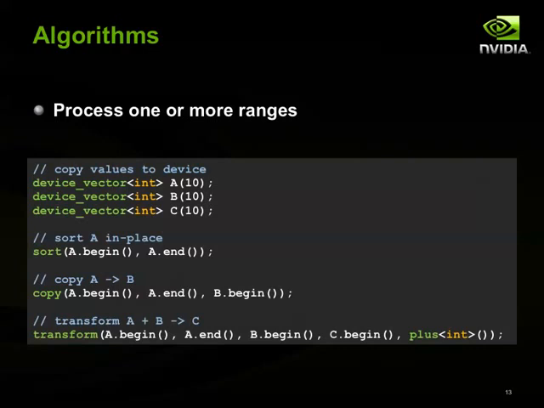If we have an operation like transform where it takes in 2 input sequences and 1 output sequence, again, we only use the beginning of the second and third sequence. So there's no need to specify b.end or c.end. I guess I misspelled it there. But because we already know how long A is. And this is what was asked earlier. You can specify different functions here. This is a built-in one, plus. But I'll show later how you can specify your own.